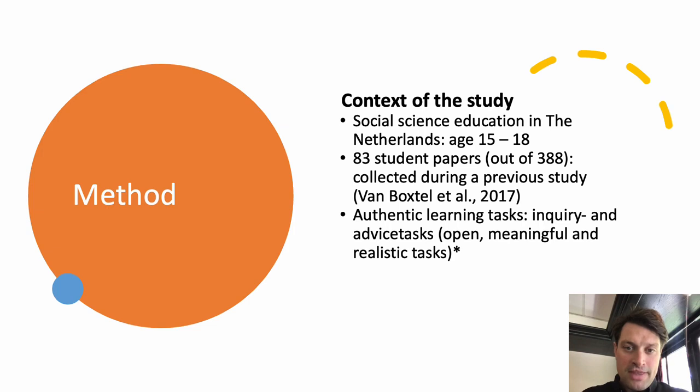So let's focus on the method. The data collection and analysis consists of 4 different phases derived from McKenney and Reeves 2018. At first, the exploration phase, second, the construction phase, third, the validation and reconstruction phase, and fourth, the evaluation phase. In these 4 phases, we randomly selected and analyzed a total of 83 students' papers from a complete set of 388 papers collected during our previous study.